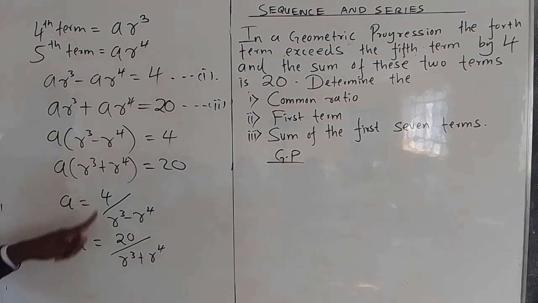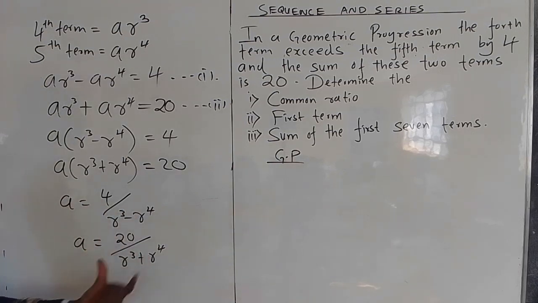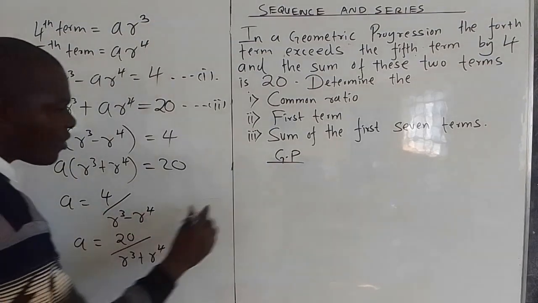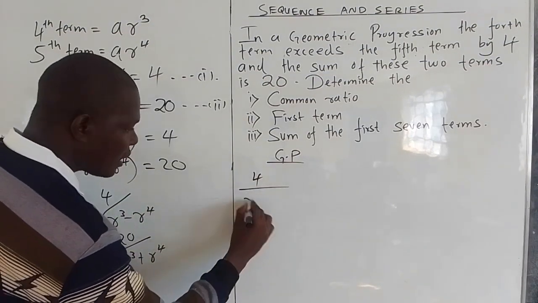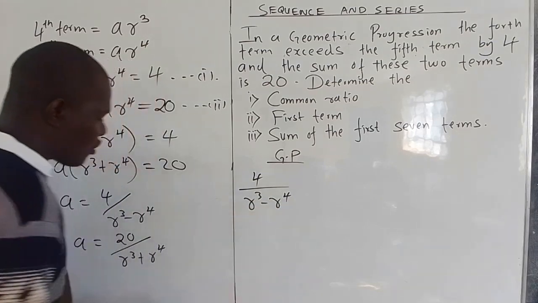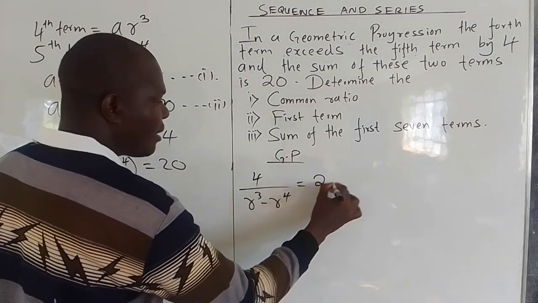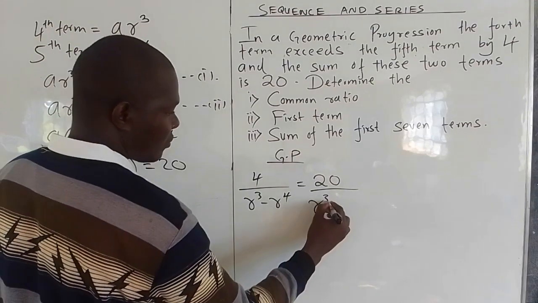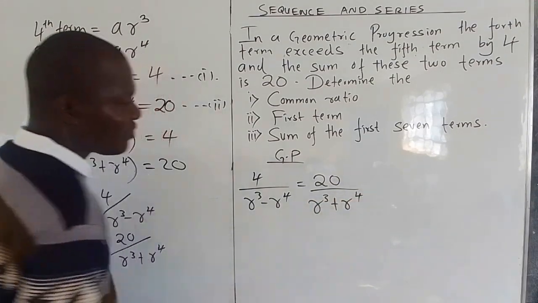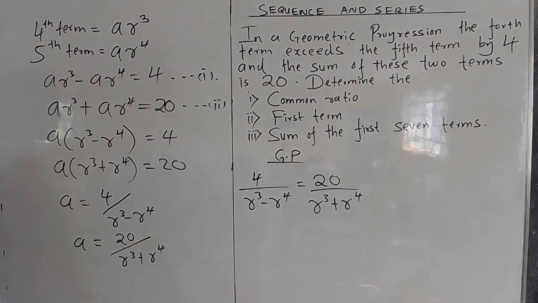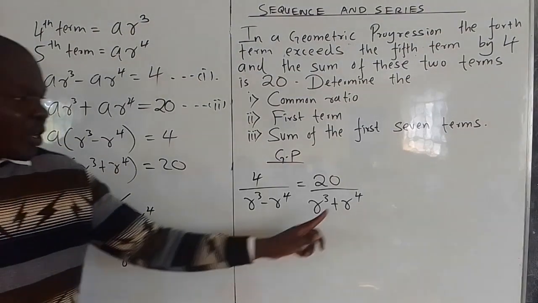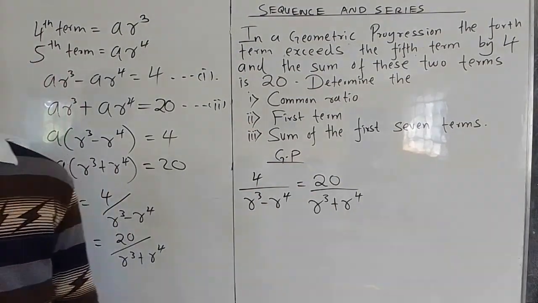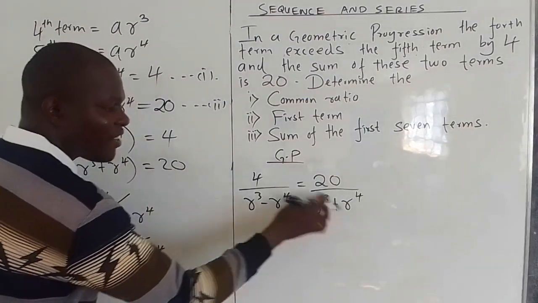So A is this, meaning this equation is equal to this equation, isn't it? So we have 4 over R cubed minus R to power 4 is equal to 20 over R cubed plus R raised to power 4. Are you seeing that? See, we cross multiply. See there? Yes. So if you cross multiply this, we have this side.